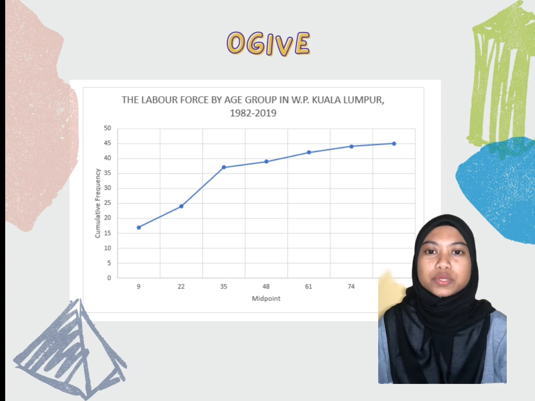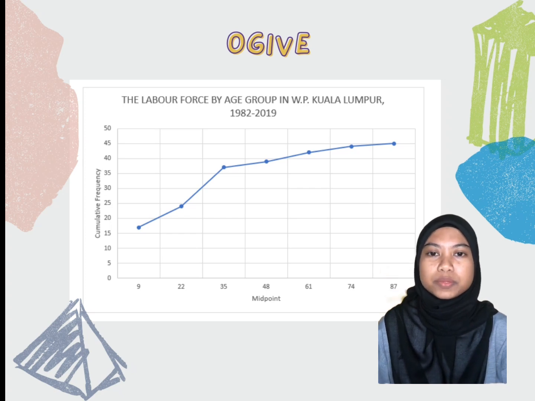For the second graph, we use an ogive. The previous slide already counted the midpoint and cumulative frequency, so we use cumulative frequency and midpoint to plot the graph. The axis Y is cumulative frequency, while axis X is for midpoint.